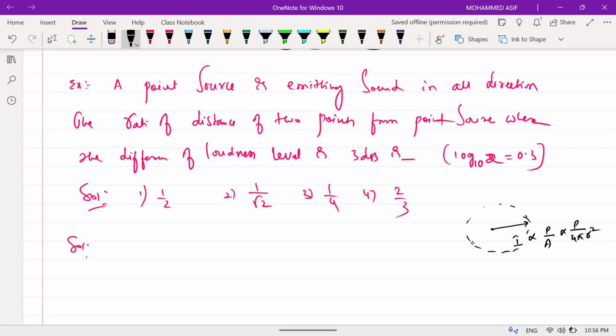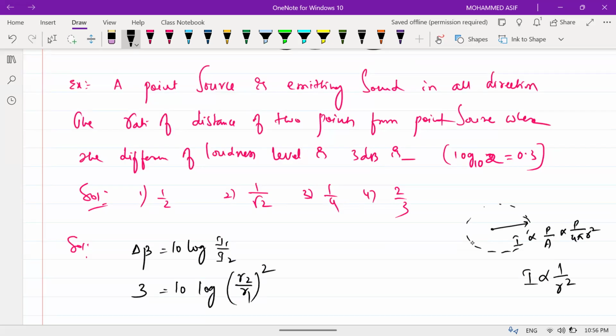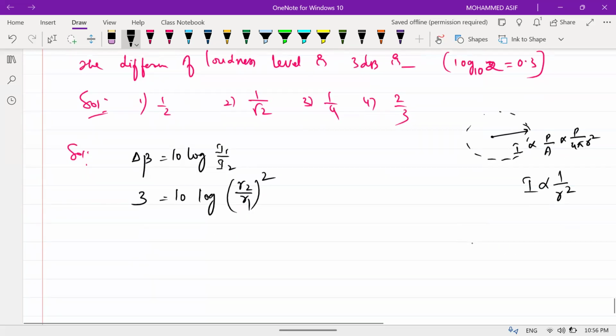Now the intensity level formula, beta. What is the intensity level? Delta beta, the change, is given for me. That is 10 log of I1 divided by I2. So the change in intensity level is given as how much for me? 3 decibel. That is equal to 10 into log of R2 divided by R1 whole square, because intensity is inversely proportional to the square of the distance between them. Isn't it? So 3 by 10 means it will be 0.3.